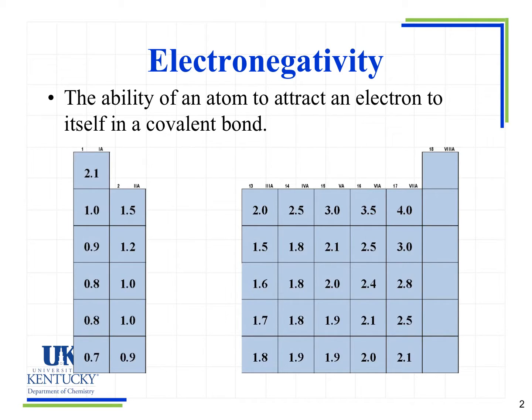But even if we didn't know the specific values, we know that they're different elements, and that based on the periodic trends, oxygen is going to have a lower electronegativity than fluorine.